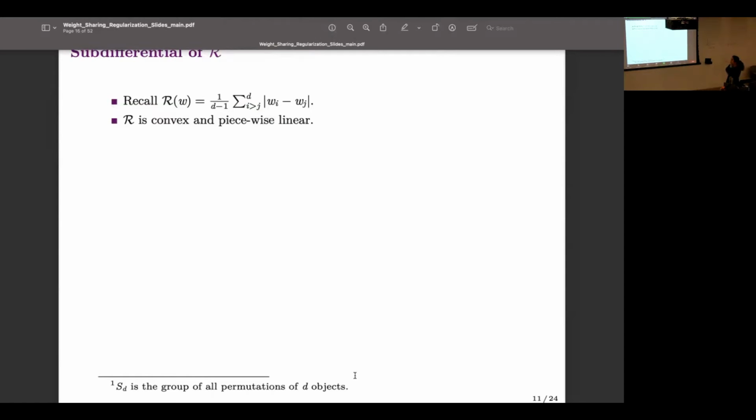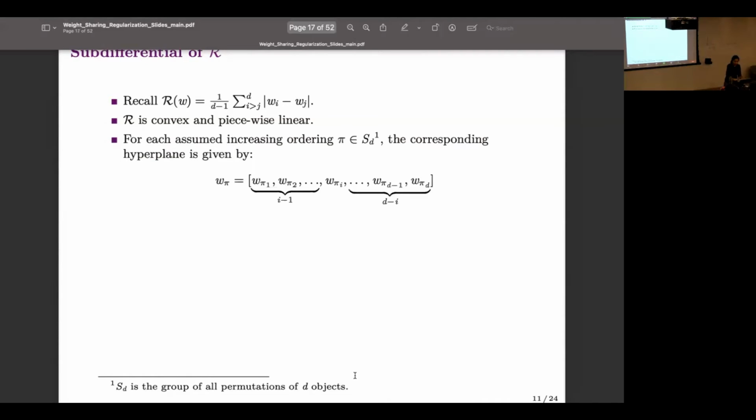This is the form of R. We know that R is convex and it is piecewise linear. If you want to work on it, keeping the absolute values there, it's hard to see what the value of the function is, because we want to see the pieces, how they look, to get the gradient. So we should assume some sort of ordering. We assume that we have access to the sorted version of the W. If we can sort the W's, we can resolve the absolute value easily.